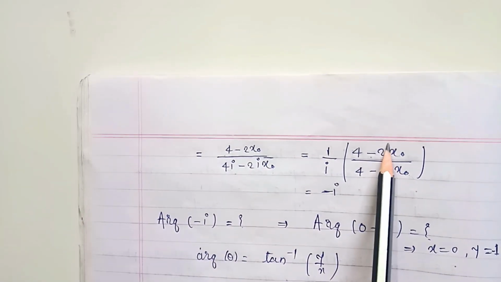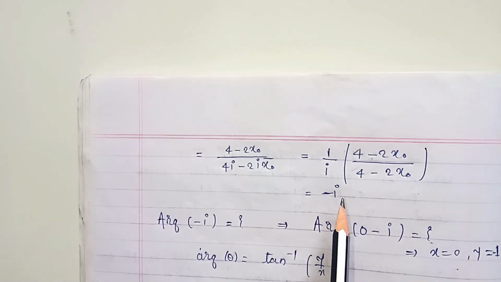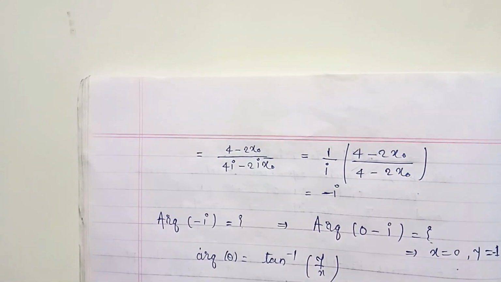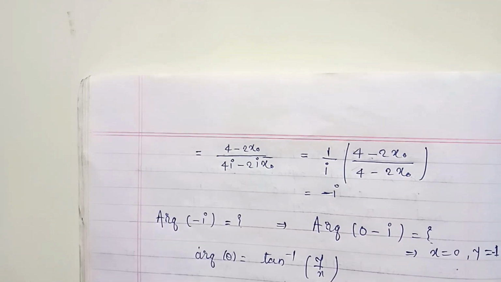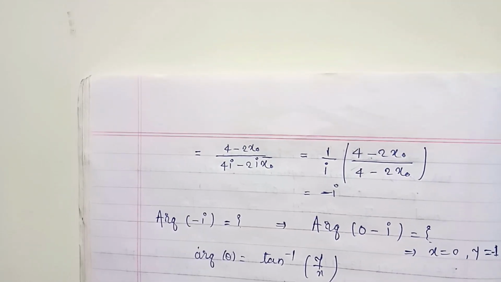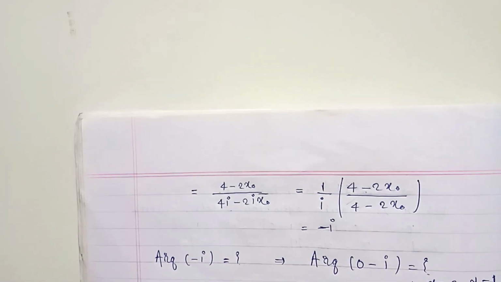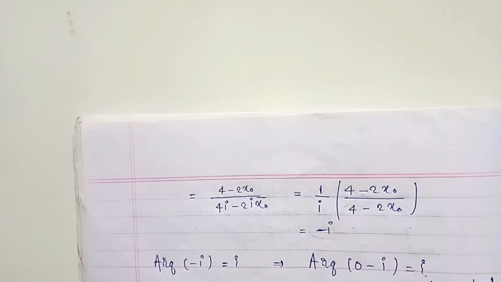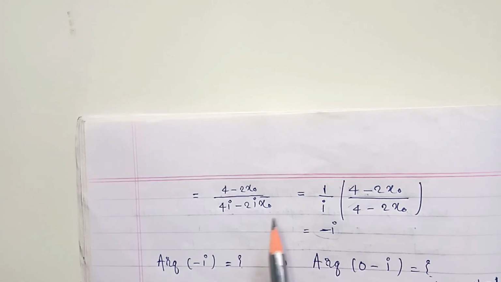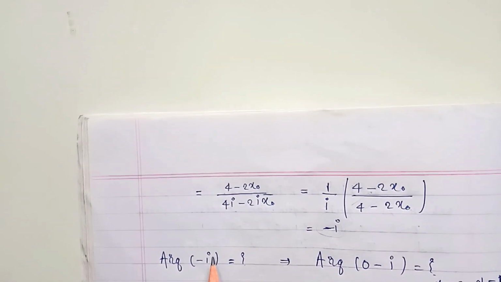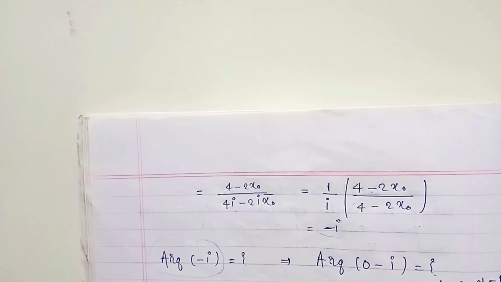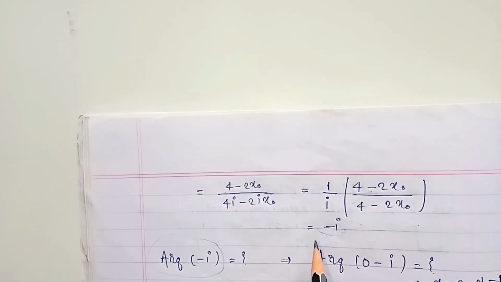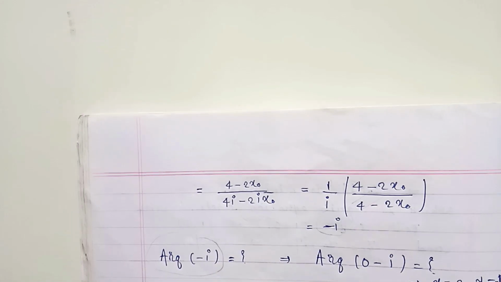This one gets cancelled with this one, so we land on only the value for negative of iota. Now see that in our question we were given the argument of a little complex quantity, but in actual if we solve that quantity, we land on only negative of iota. So we want the argument of negative iota.